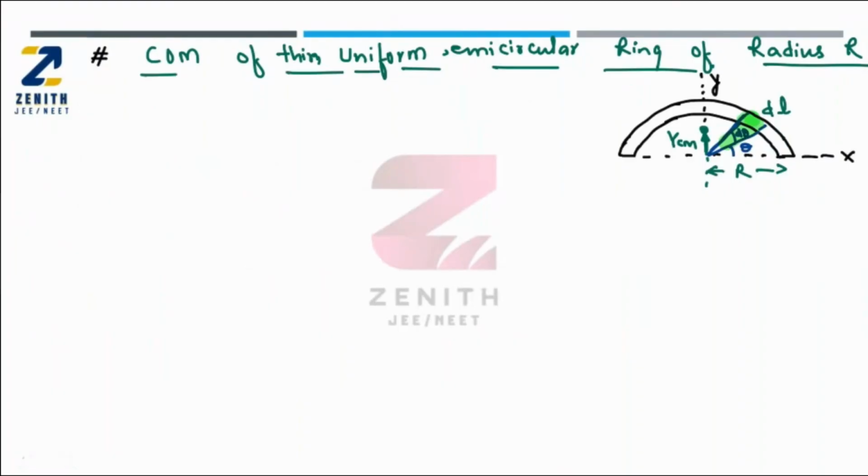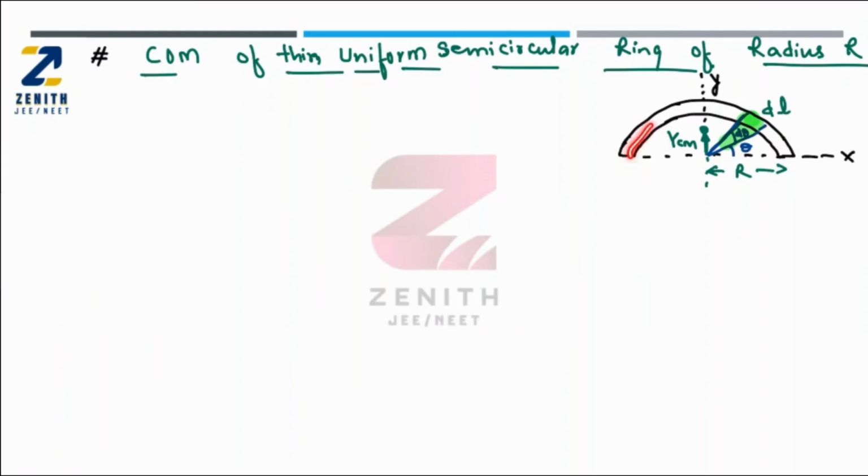So the center of mass of a thin uniform semicircular ring of radius r. Okay, so let us suppose if there is a complete ring, the center of mass will be here. But if I am taking a semicircular ring, what will be the center of mass?